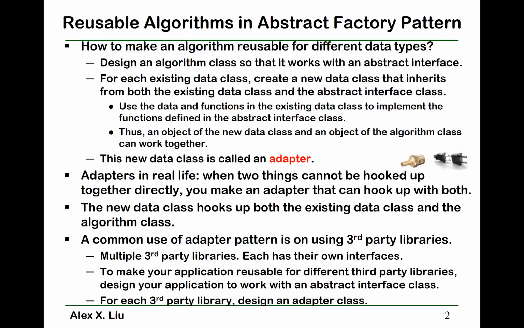Instead, we make a new data class. This new data class will inherit from both the existing data class and the interface class. We use the data and the functions in the existing data class to implement the functions defined in the interface class. Basically, we use them to implement those interfaces that the algorithm requires. And that's why an object of this new data class and an object of the algorithm class will be able to collaborate.